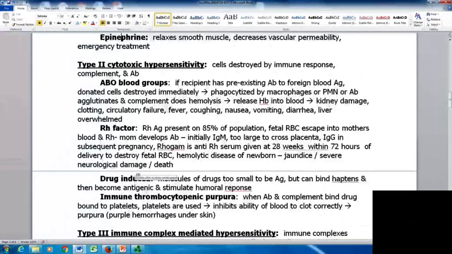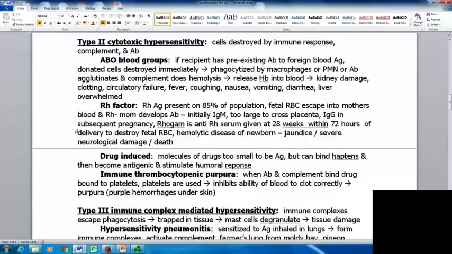So the type 2 cytotoxic hypersensitivity, this is where the cells are destroyed by the immune response, complement, and antibody. So if we look at the ABO blood groups, if a recipient has a pre-existing antibody to foreign blood antigens, the donated cells are going to be destroyed immediately. They're going to get phagocytized by macrophages or your PMNs, or the antibody will agglutinate and complement will do hemolysis. This will release hemoglobin into the blood, which will lead to kidney damage, clotting, circulatory failure, fever, coughing, nausea, vomiting, diarrhea, and the liver is overwhelmed.